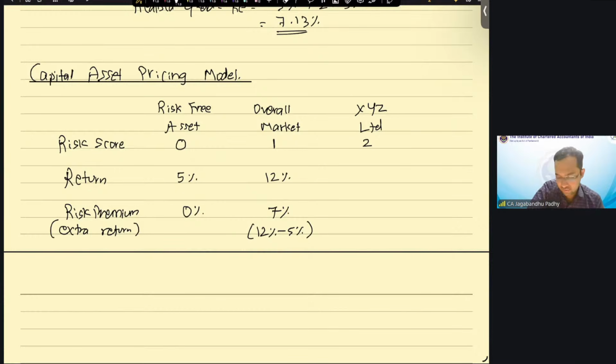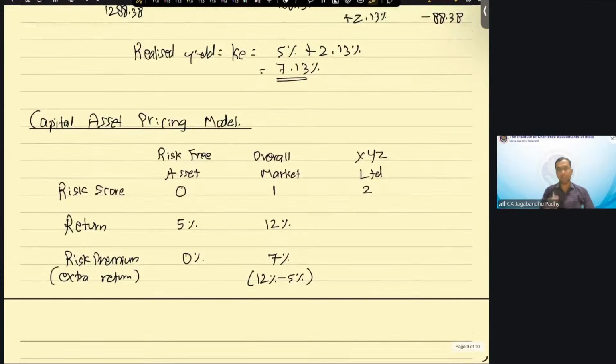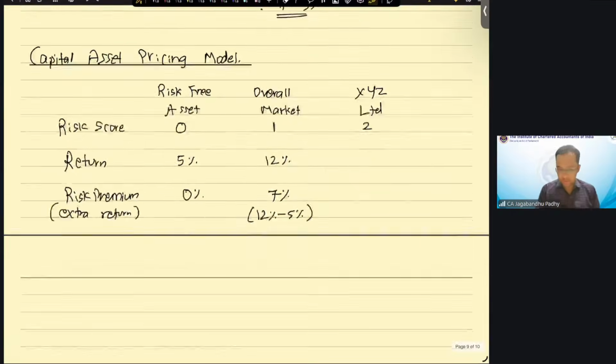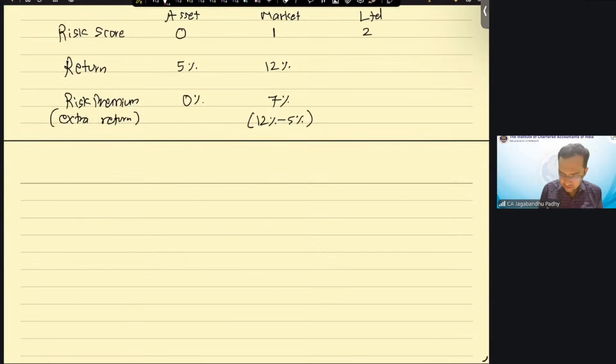Are we correct? Yes or no, guys? Are we all getting it? Instead of 5, you're getting 12% return. Of course, that simply implies that I'm getting 7% extra return by taking the market risk. So this is 7% extra return by taking risk in the market.